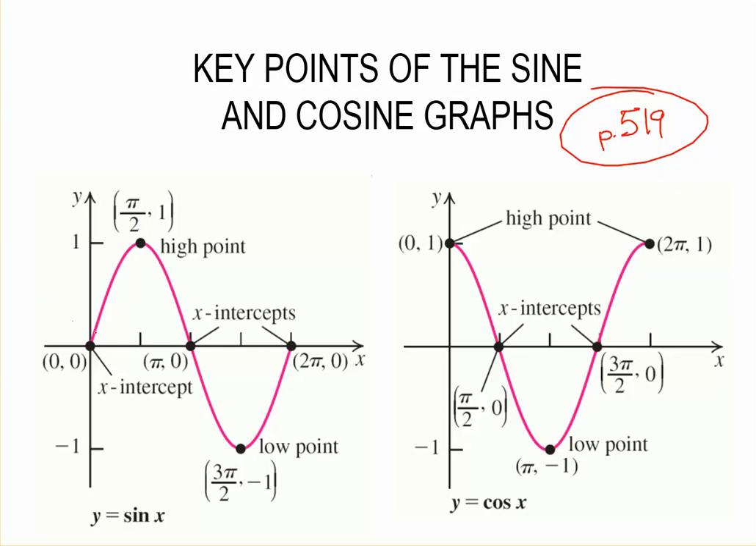So for sine, the points are 0, 0, pi over 2, comma 1, pi, 0, 3 pi over 2, negative 1, and 2 pi, 0. So you got a high point, a low point, and then you got the intercepts. Going back over here, for cosine, it's a little different. It starts high, and it goes down, and then it comes back up. So, a little calculus you'll probably hear: the sine curve has a hill and a valley, and the cosine curve just has a deep valley.